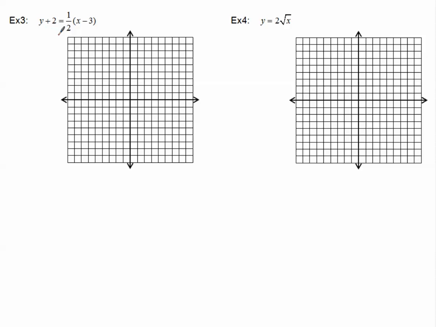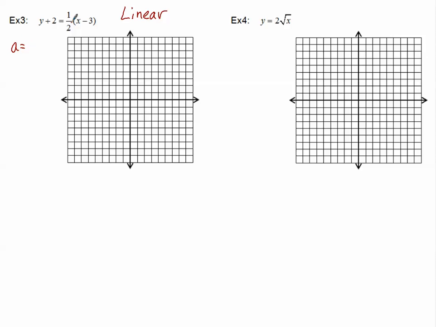Y plus 2 equals 1/2 times x minus 3. Well, that's not any fun little symbol. There's no other weird symbol other than the 1 here as an exponent. So this must just be our regular line. This is just linear. This is something we graphed in Algebra 1.